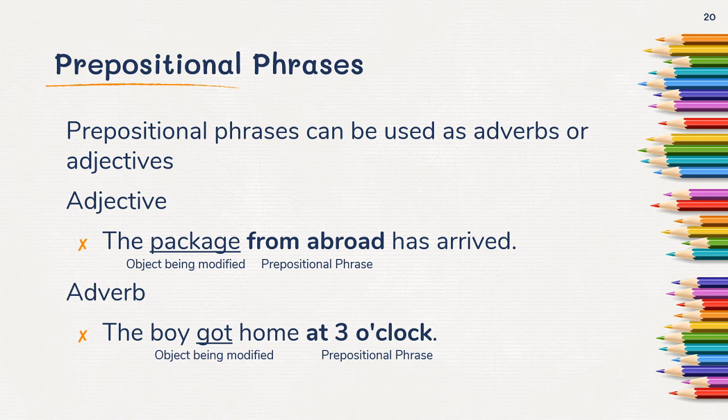They can also be used as adverbs or adjectives. So, for example, we can use them as an adjective. The package from abroad has arrived. So we know the package, which is the noun, and we now know that it's also from abroad thanks to our prepositional phrase. Next, for example, an adverb usage. The boy got home at 3 o'clock. So we have the boy got home, when? Thanks to our prepositional phrase, we know that he got home at 3 o'clock.